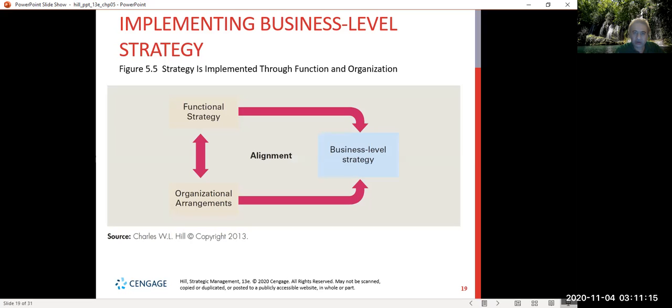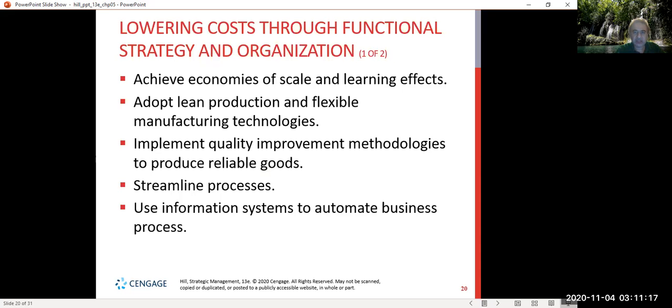Okay, now lowering cost through the functional level strategy and the organization. Companies achieve a low cost position primarily through pursuing a functional level strategy that results in superior efficiency and superior product reliability. The following are clearly important. First is to achieve economies of scale and learning effects. We have discussed these concepts in our last lectures, so I'm not going to discuss them here. I've also discussed the learning curve and the experience curve.